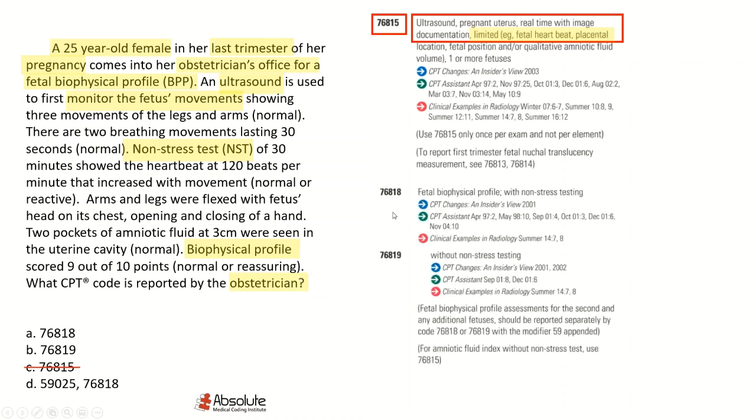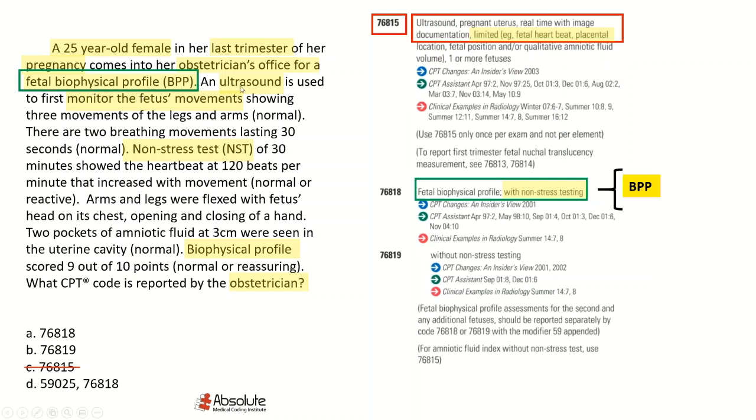We're going to continue on. We're going to take a look at 76818. That is for the fetal biophysical profile with non-stress testing, okay? This is for the BPP, okay? Did they have this non-stress testing? Of course they did. That's what they're in the office for, this BPP. So we need that, okay? We need the non-stress test and we need this fetal biophysical profile, okay? That's a good thing, all right? So we're going to hold that and give that a light yes.